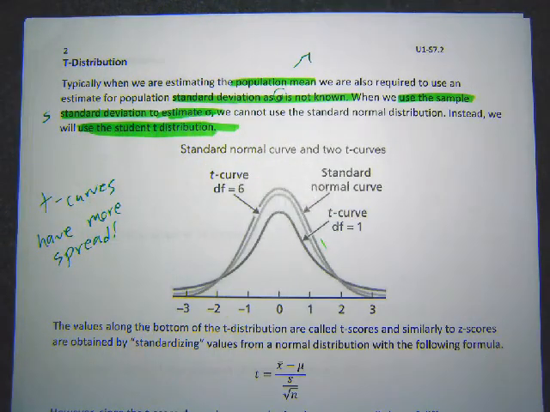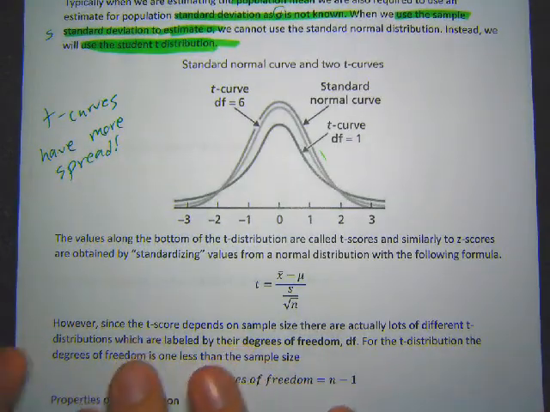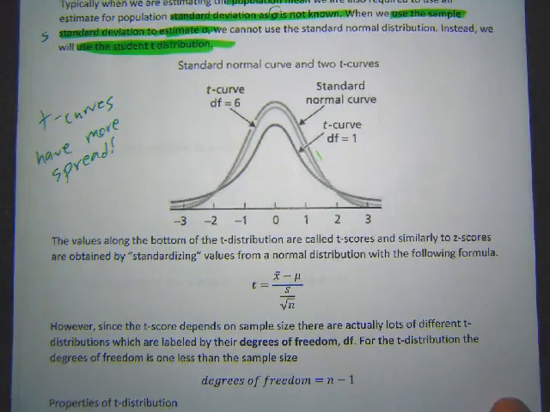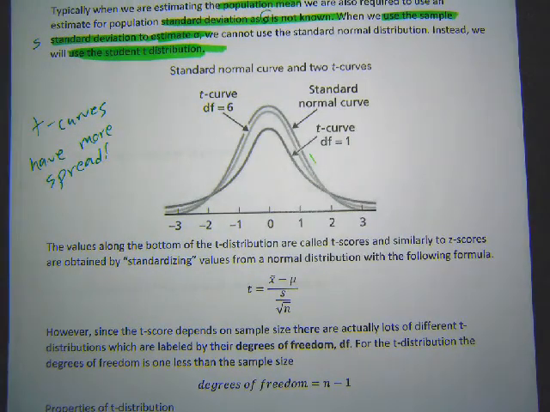There are lots of them. We'll talk about why in a second. So the values along the t-distribution are called t-scores instead of z-scores. We have the z-scores and now we have t-scores. So those are two big things.